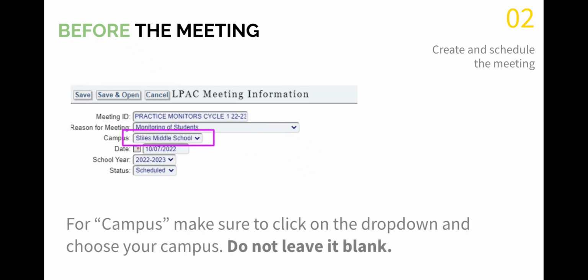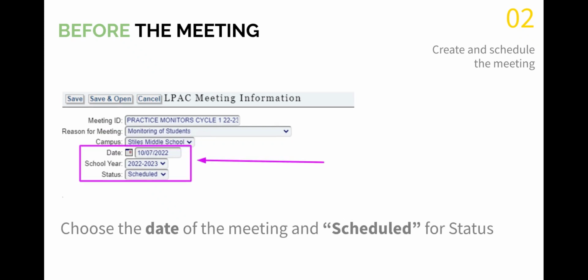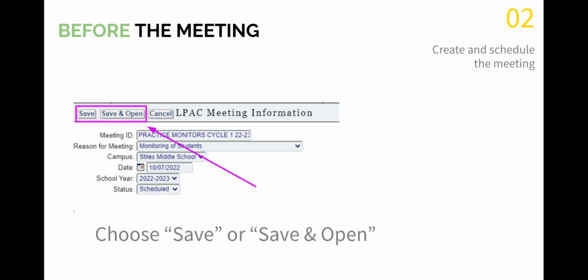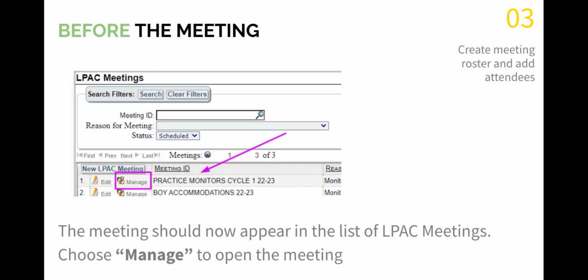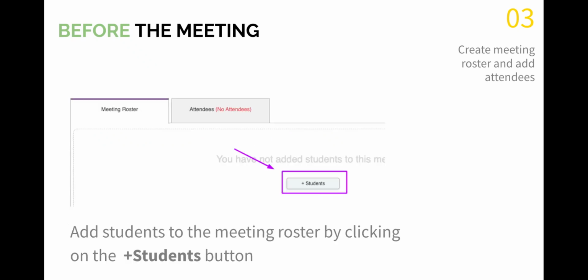For campus, make sure to click on the drop-down and choose your campus. Do not leave it blank. Choose the date of the meeting and scheduled for status. Choose save or save and open. In this case, we chose save and open so that we can see the list of our meetings, and then we can identify and see that the meeting that we just created is now appearing in the list of LPAC meetings. Choose manage to open up the meeting.